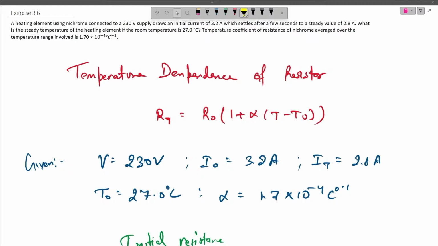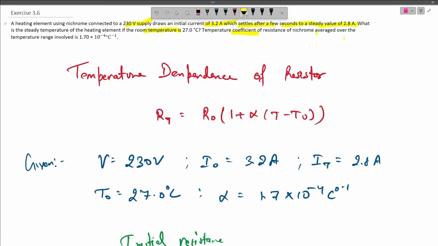The question is saying that a heating element using nichrome connected to a 230 volt supply draws an initial current of 3.2 ampere which settles after a few seconds to a steady value of 2.8 ampere. What is the steady temperature of the heating element if the room temperature is 27.0 degrees centigrade? The temperature coefficient of resistance of nichrome averaged over the temperature range involved is 1.7 into 10 to the power minus 4 per degree centigrade.